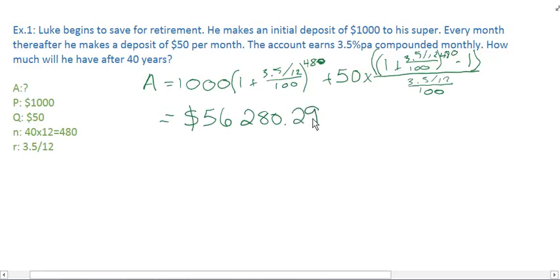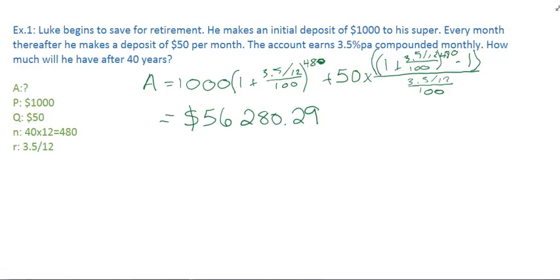Now that's not a huge amount to retire on, which kind of reiterates what I was saying before. A $50 monthly deposit for retirement is not really going to cut it in our current economic state. So that's doing it by hand, manually entering that exactly on the CAS as I've written it.